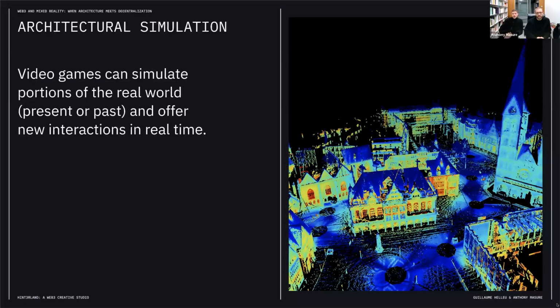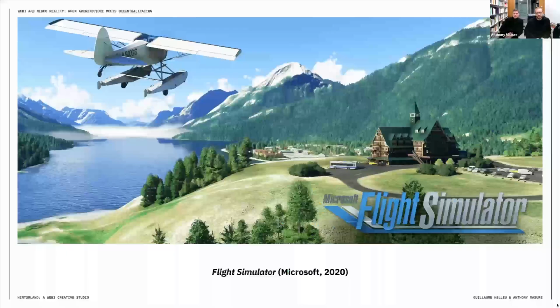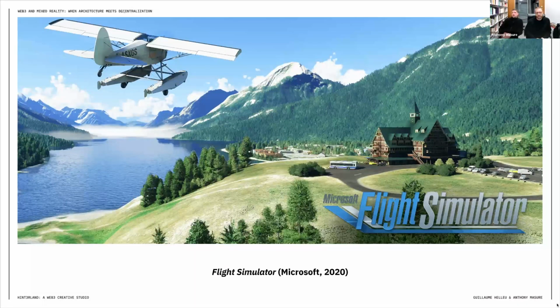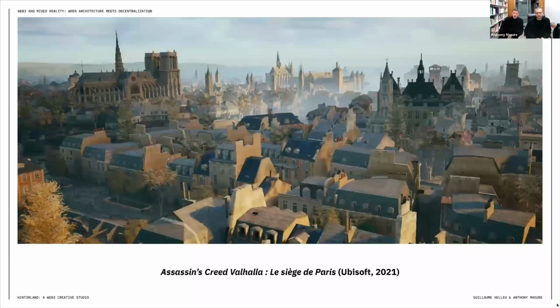So first, there is this idea of architectural simulation, how we can use data to simulate and replicate architecture. We see here an example of photogrammetry, but we also have this very famous game, Flight Simulator, where they replicate the entire world. So basically, you can fly live, with the live weather, over any place around the world, because they replicate the full Earth, which is quite amazing in terms of development.